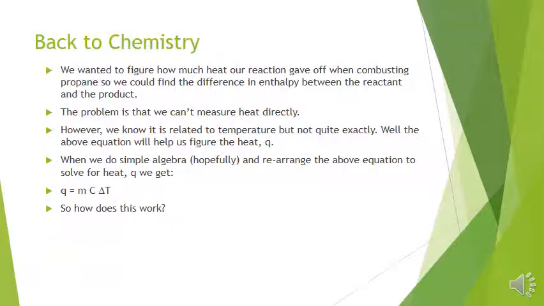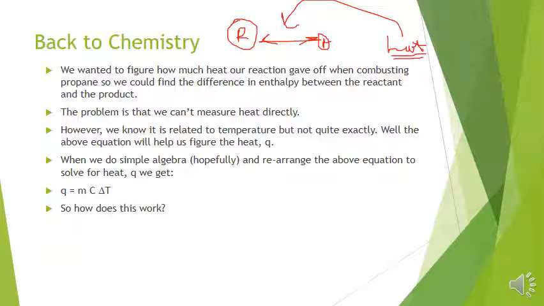All right, let's go back to chemistry and see how this applies. We wanted to figure out how much heat our reaction gave off when combusting propane. What we want to do is find out the difference between the enthalpy of our reactant and our product. The way to do that is to measure the heat that is given off. Once I figure that out, I can figure out the difference in sizes of these two. The problem is that we can't measure this heat directly.